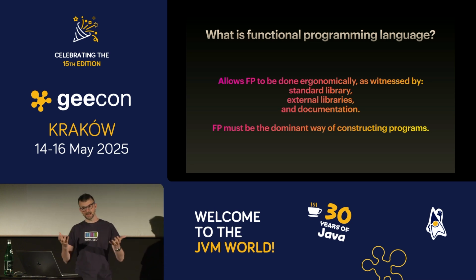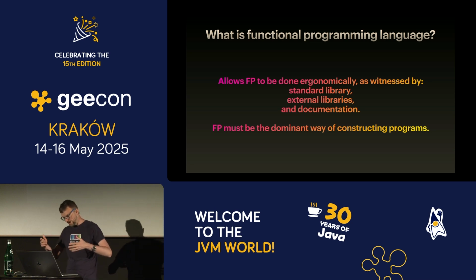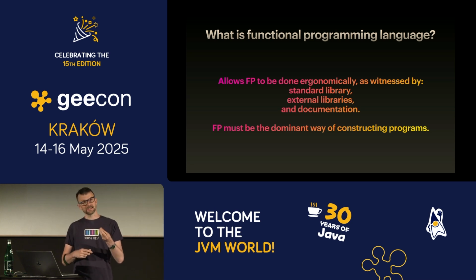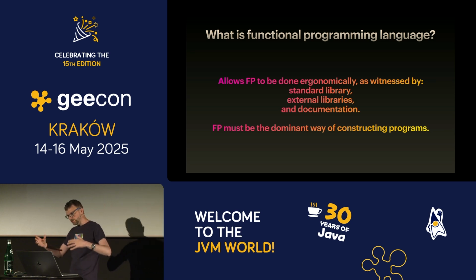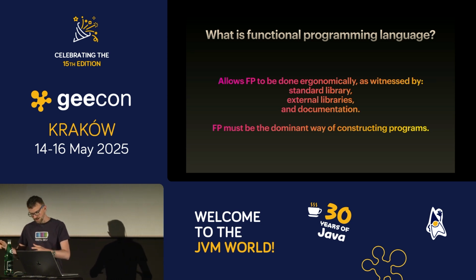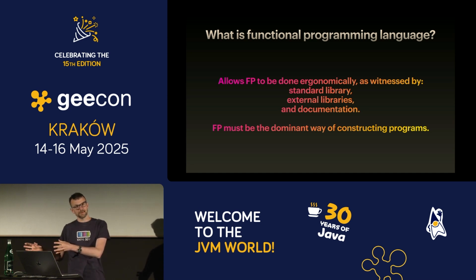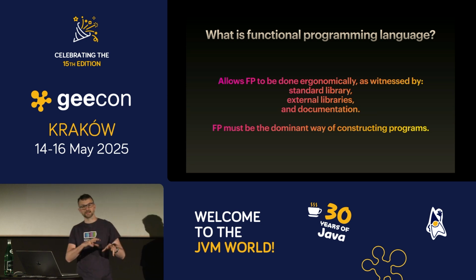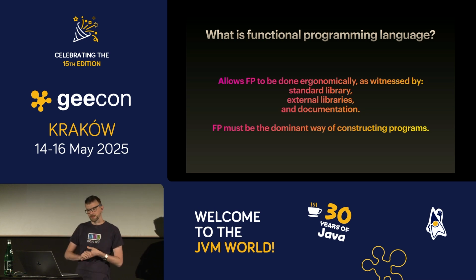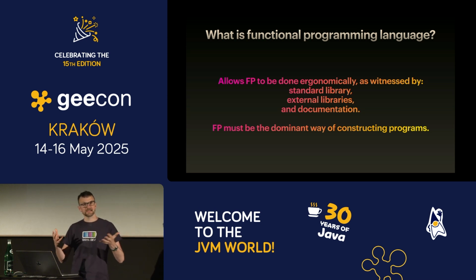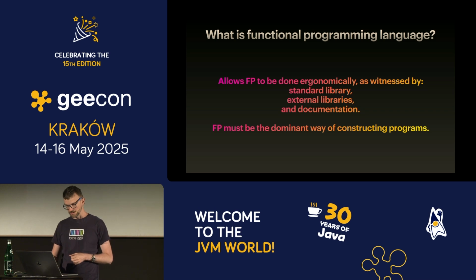Yeah, so a functional programming language would be one where all of these can be done ergonomically, and where this is also actually used, right? So this should be witnessed by the standard library, the external libraries should use a functional approach, and the documentation, right? So it's not just that you can do all those things. Like for example in Java, you can do immutable data structures, but actually most of the libraries, most of the standard library, the external ones as well, actually use mutable ones. So that probably wouldn't be a good fit here, right? So functional programming must simply be the dominant way of constructing programs.